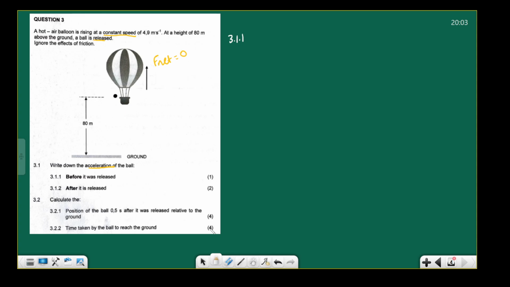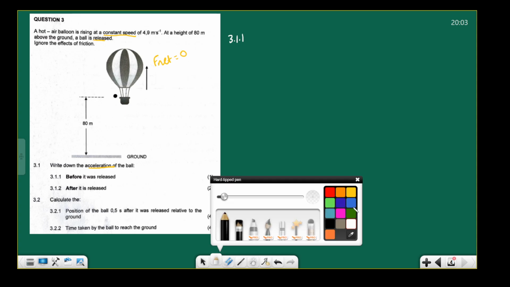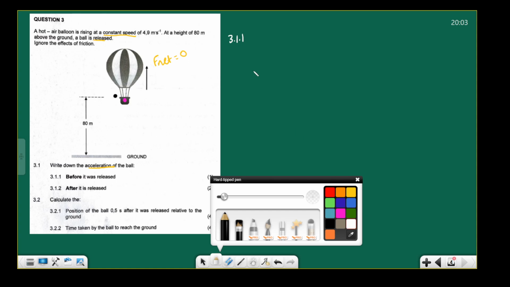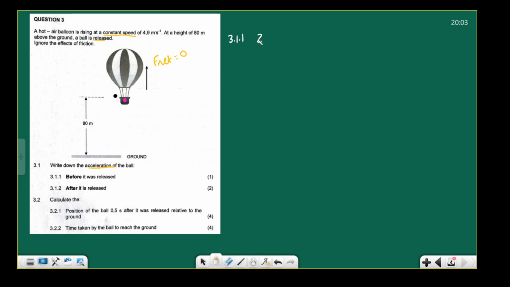Guys, please remember that I said before it is released, the ball is moving with the same velocity as the balloon. So since it will be a constant velocity, the acceleration would be 0 there. So for 3.1.1 you should have it as 0, or you can write it as 0 meters per second squared if you want.